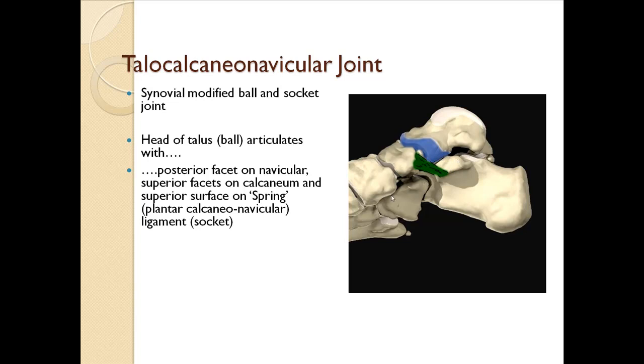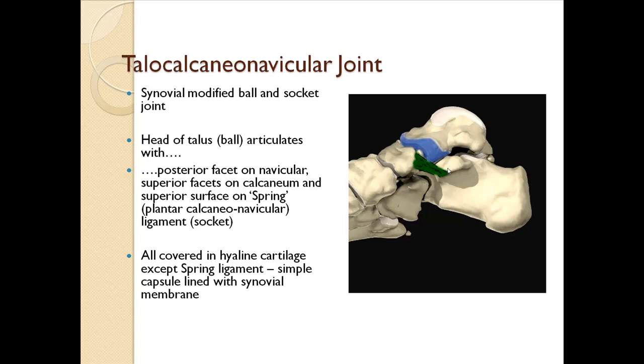The spring ligament is also called the plantar calcaneo-navicular ligament. The superior surface of this structure is covered in fibrocartilage, but all the bony components are covered in hyaline cartilage. It has a simple capsule passing from one articular margin across to the other, and just like any other synovial joint, the capsule is lined with a synovial membrane that secretes synovial fluid.